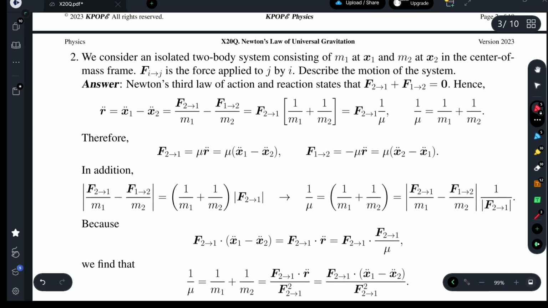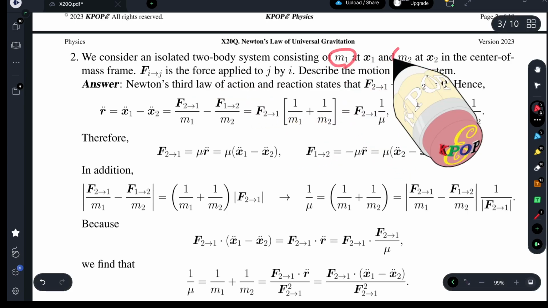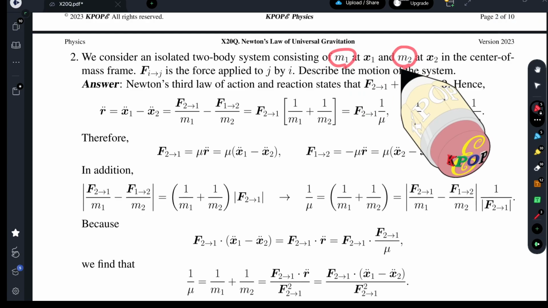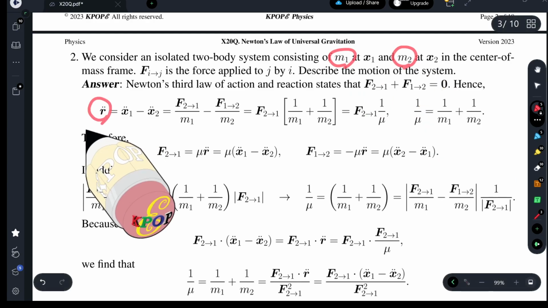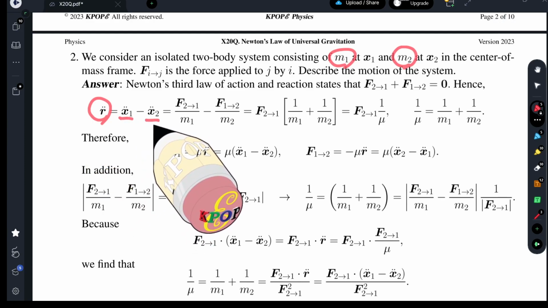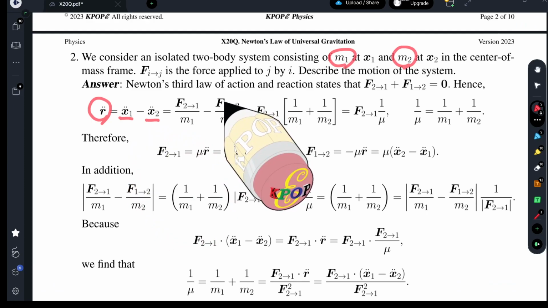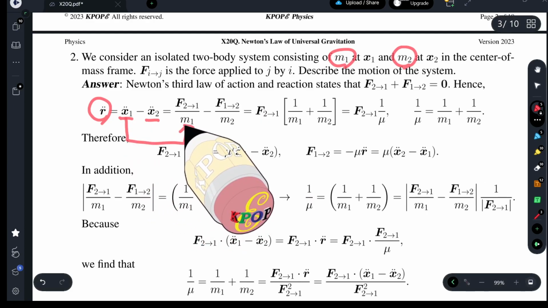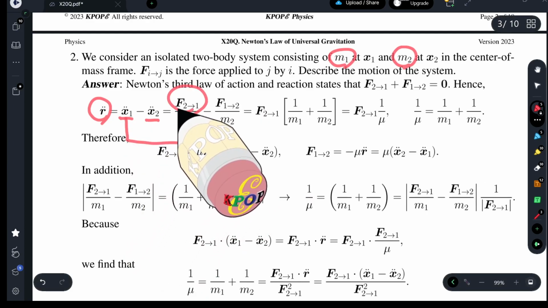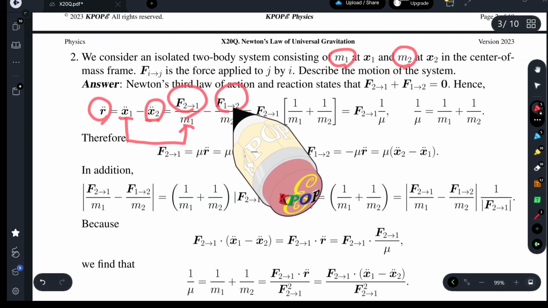Number 2, we consider an isolated two-body system consisting of masses m1 and m2. We are in the same situation. We'd like to compute the second time derivative, the acceleration, of the relative coordinate vector. That is the acceleration of particle 1 subtracted by the acceleration of particle 2. We know there is no external force applied to the system. The only force on particle 1 is the force applied by particle 2. The only force on particle 2 is the force applied by particle 1.